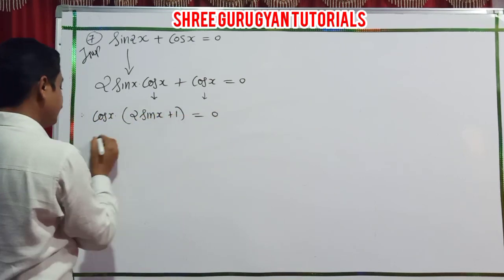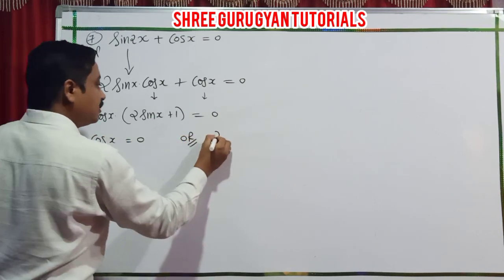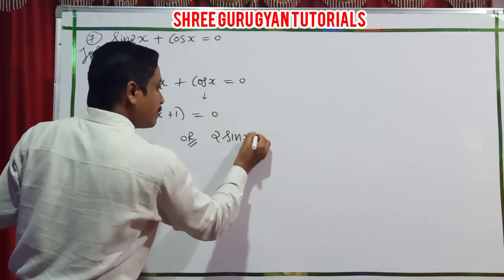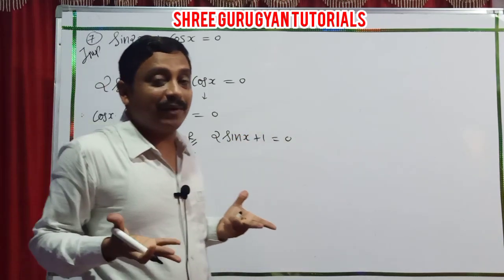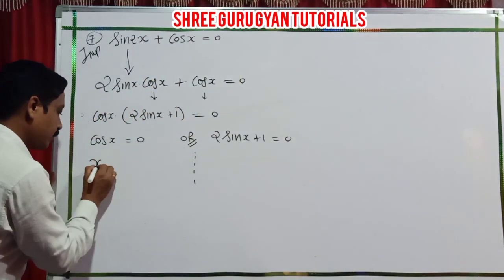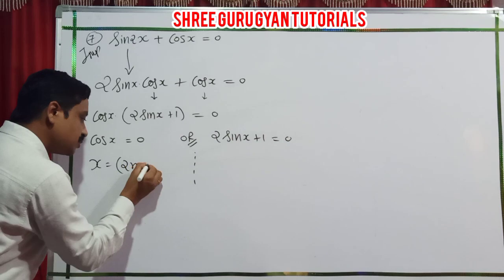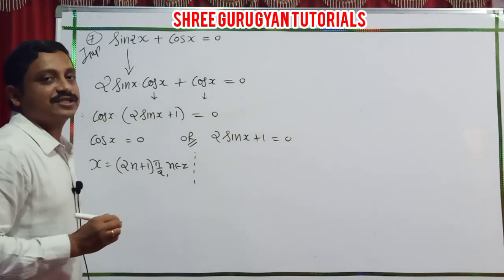Now very easy. First of all, cos x is equal to 0, or secondly, 2 sin x plus 1 is equal to 0. Now students, again repeat. Cos is 0 at every 90 degrees, clockwise or anti-clockwise, which is (2n plus 1) pi by 2, n belongs to Z. That's my first answer done.